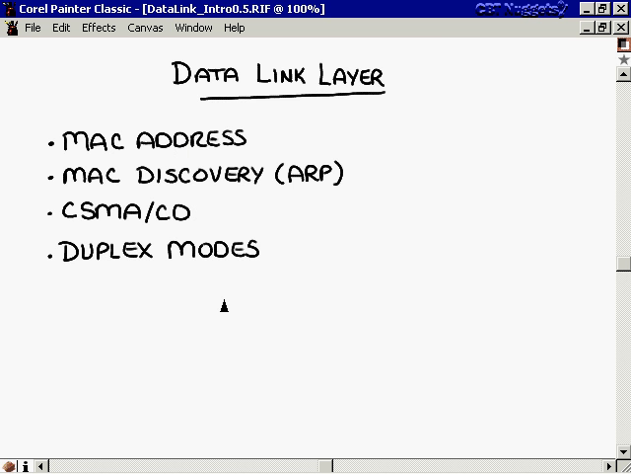In this nugget, we have defined a MAC address. We looked at MAC discovery via ARP. We outlined the CSMA CD process. We also discussed two duplex modes.